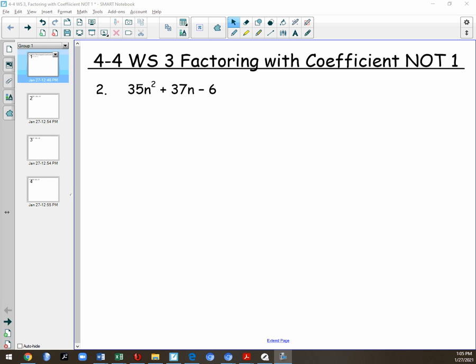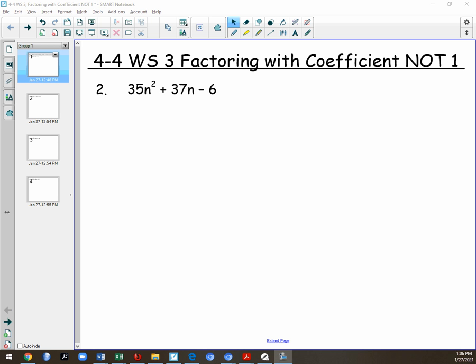Okay, today we're going to be doing the same thing we have been doing the last day or two, which is still factoring, and this time we're doing factoring with a coefficient not 1, so this is your third attempt. So here we go, number 2. I'm going to start your homework for you, and that's what we're going to go into. The very first thing we're going to do is factor.